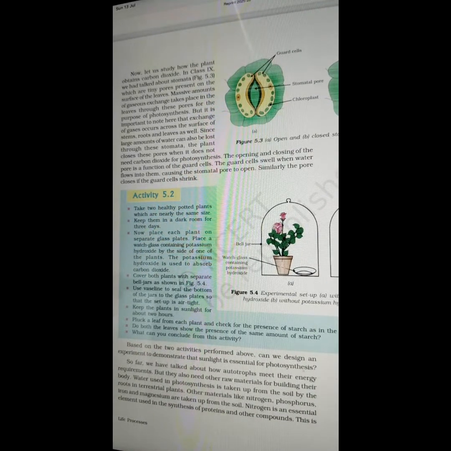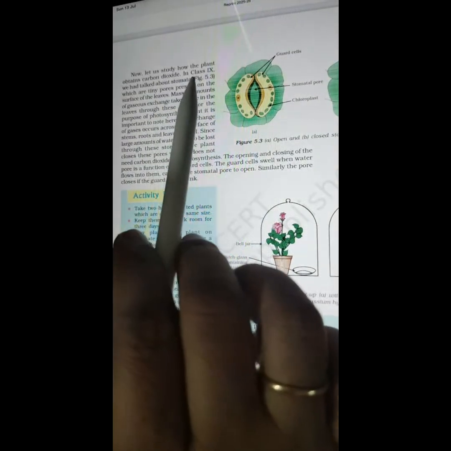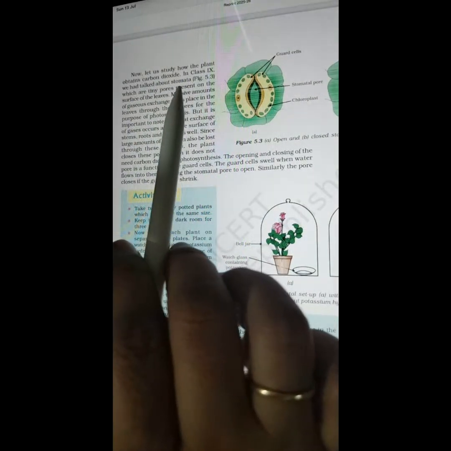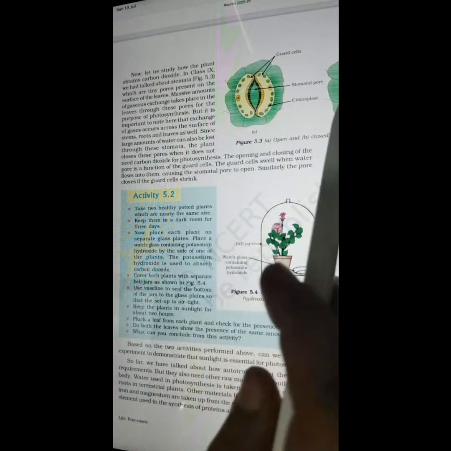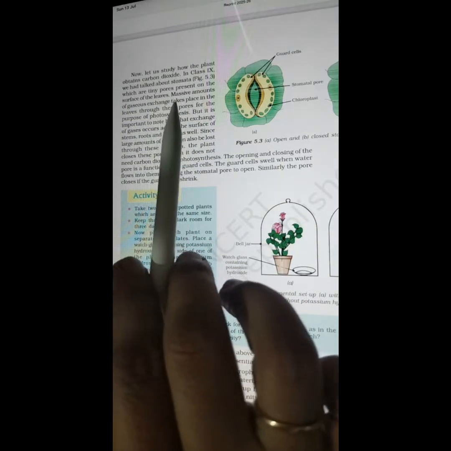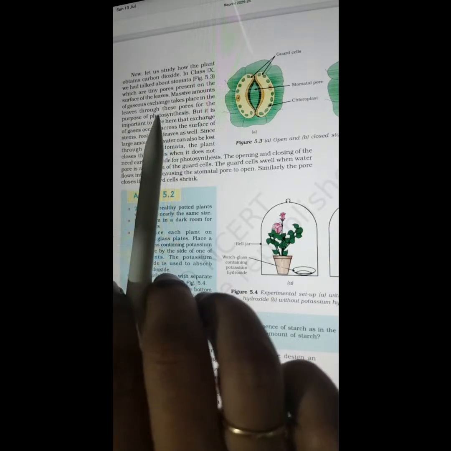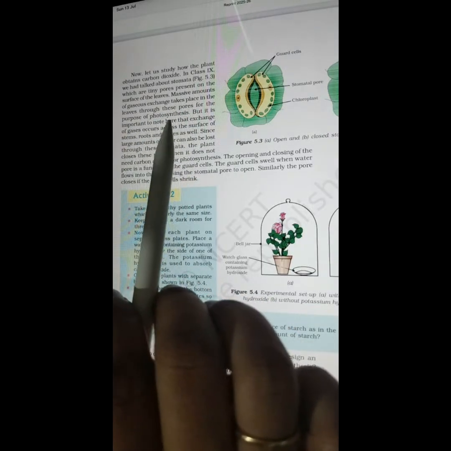Next page. Now let us study how the plant obtains carbon dioxide. In class 9th, we had talked about stomata, figure 5.3, which are tiny pores present on the surface of the leaves. Massive amounts of gaseous exchange takes place in leaves through these pores for the purpose of photosynthesis.